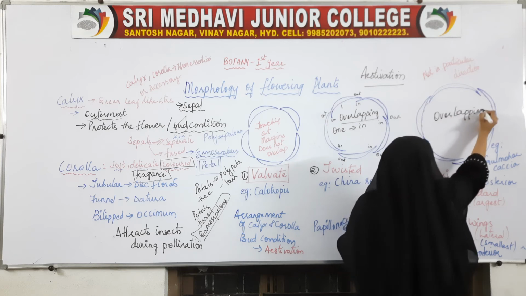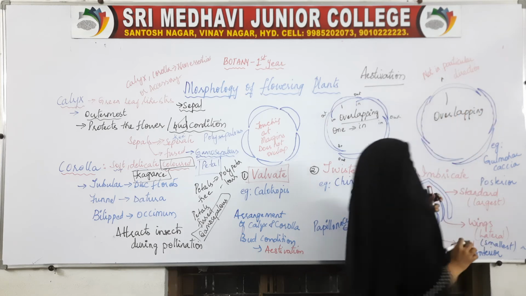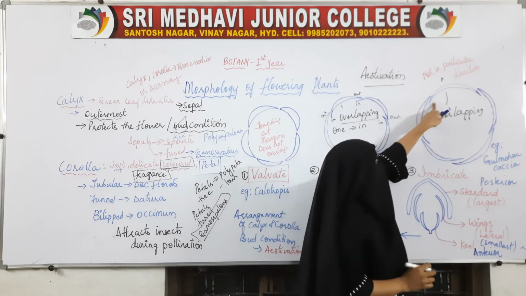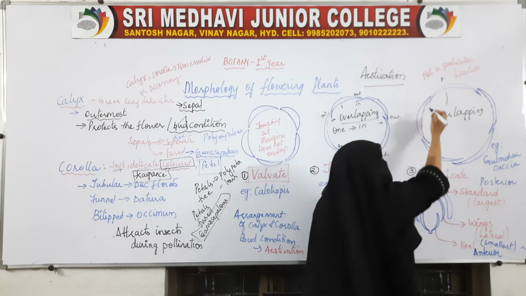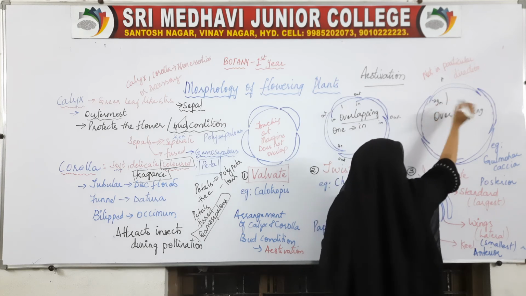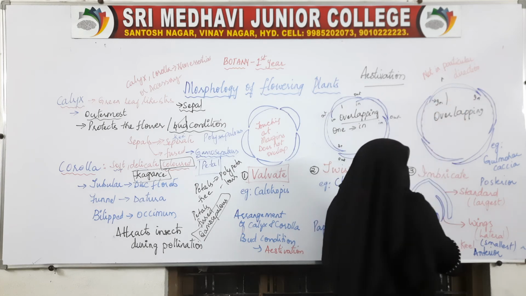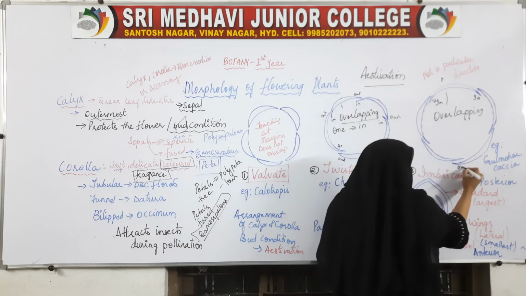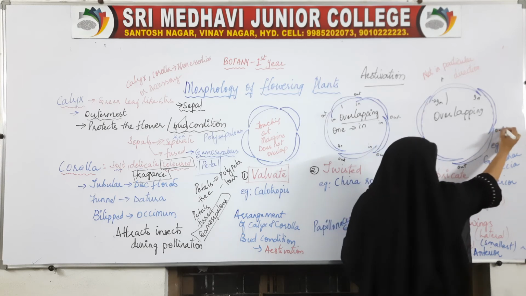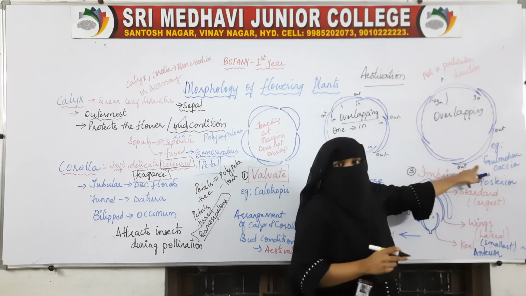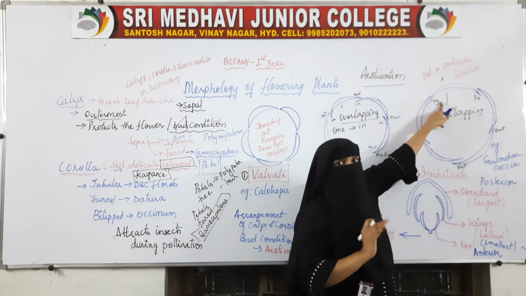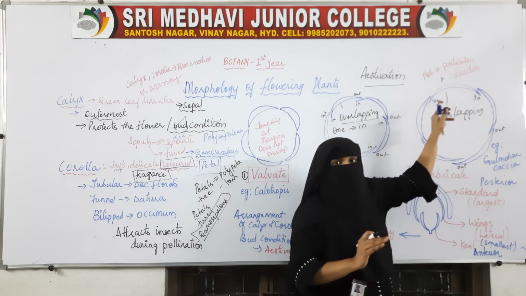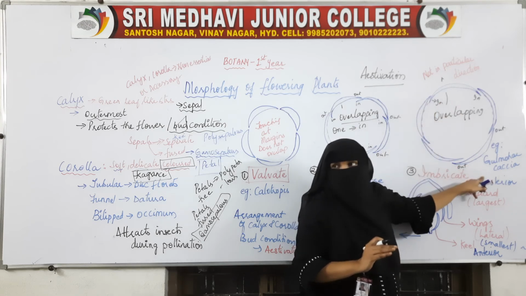Overlapping is there, but not in a particular direction. See here, in this type, in the sepal or petal, whichever you take, both the margins are inside. If you take this, this is also outside, this is also outside. In one petal, both the margins are outside. In one, both of them are inside. Overlapping is there. Both inside, both outside.